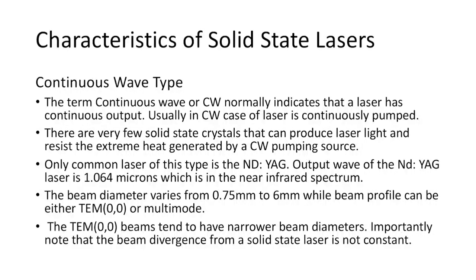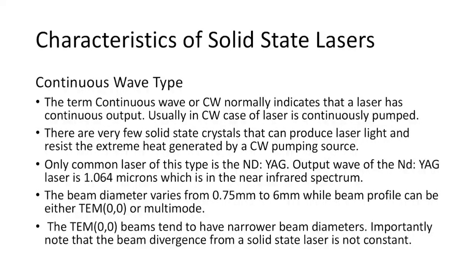So let's see about the characteristics of solid state lasers. First we'll see about the continuous wave type. The term continuous wave normally indicates that a laser has continuous output. Usually a CW laser is continuously pumped. There are few solid state crystals that can produce laser light and resist the extreme heat generated by a continuous wave pumping source. The only common laser of this type is the Nd:YAG. The output wavelength of the Nd:YAG laser is 1.064 microns, which is in the near infrared spectrum.